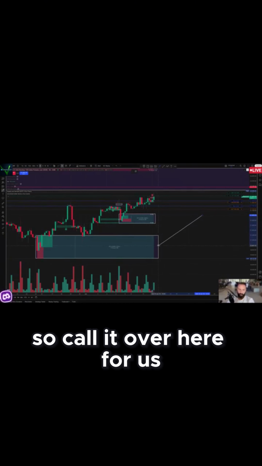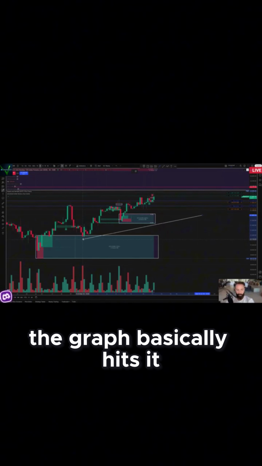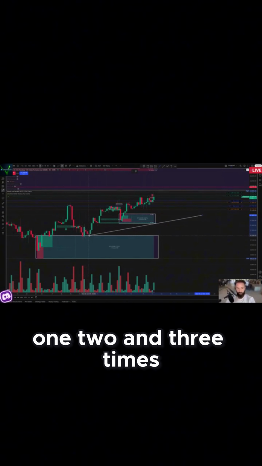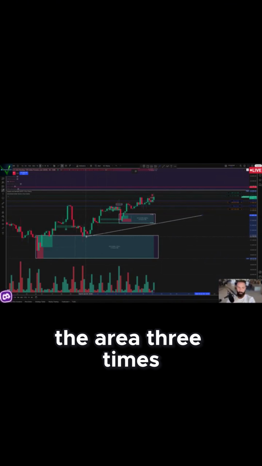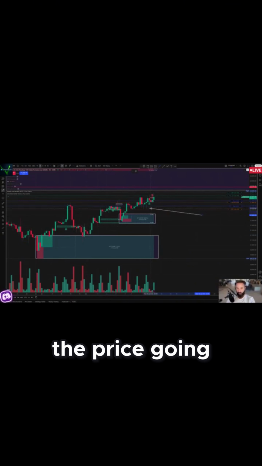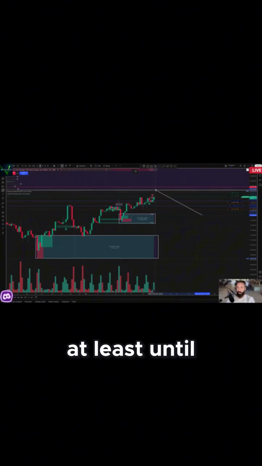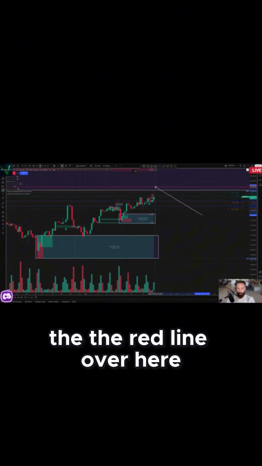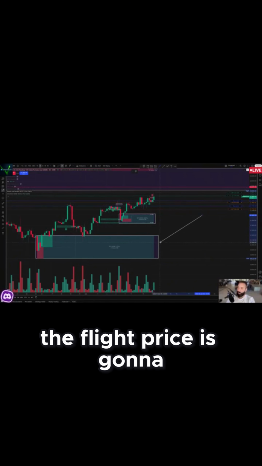So call it over here for us is kind of a virgin area, although we can see how the graph basically hits it 1, 2, and 3 times. So we understand that if we already touched the area 3 times, the likelihood of the price dropping all the way down over here is relatively weaker within the day, specifically within this day, at least until we're reaching the red line over here, where we want to see a correction when the price is going to hit and reverse.